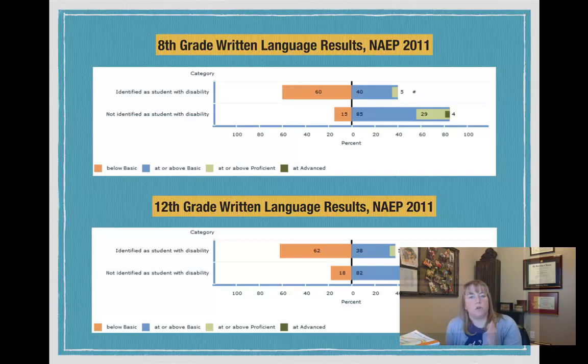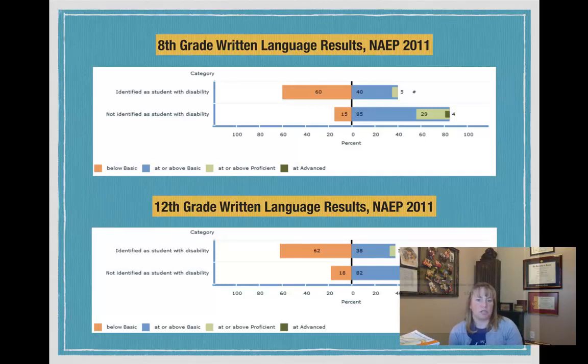Now, you'll notice if you compare 8th grade to 12th grade, that ratio doesn't change much, which I think is a good thing for us to look at. What that means is that gap is not getting bigger, which is traditionally what we see as our students with disabilities get older. Their typical developing peers continue going up and they start to plateau, and that gap just continues to get larger. What we see here with the NAEP results is that that gap isn't necessarily getting bigger.